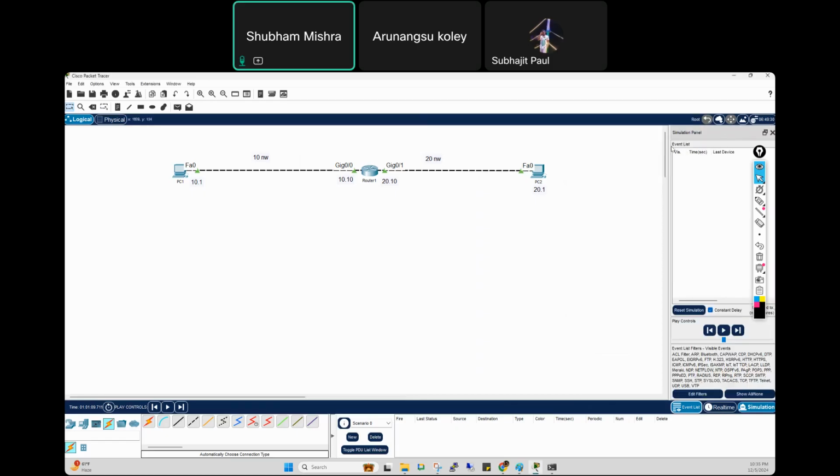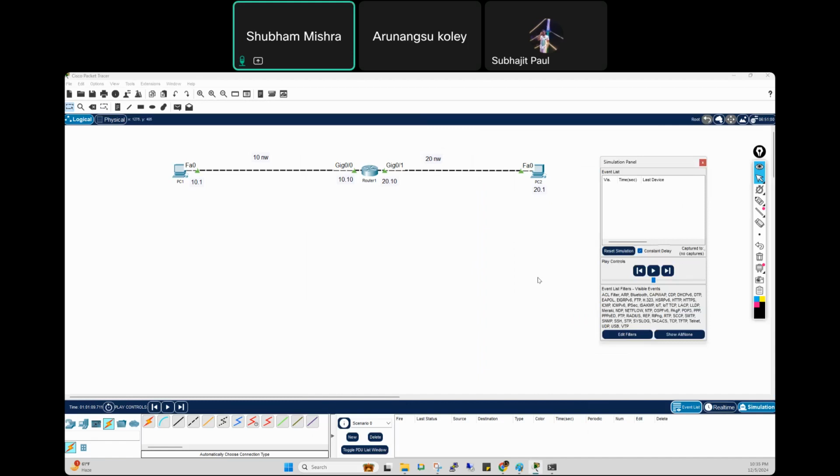Okay guys, now we are going to discuss our next topic, called packet flow in different subnets. Subnet means network. So different subnets means we have more than one network. And if we want to make communication possible from one network to another network, we need a router.